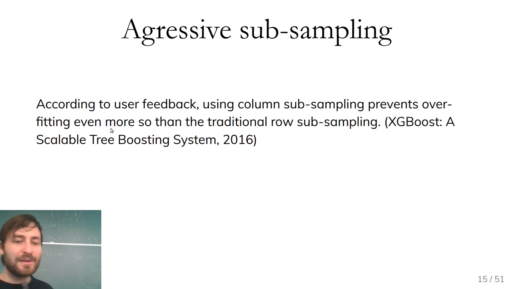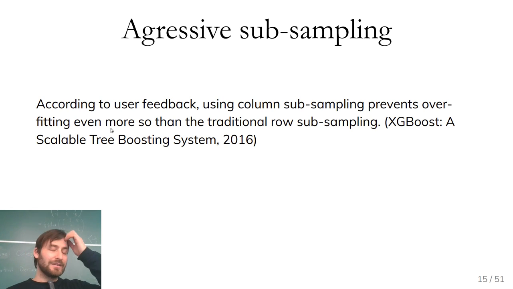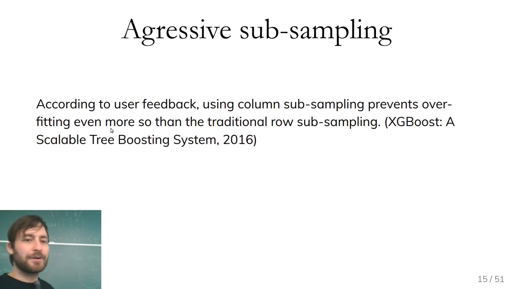Great. So another thing that they found in their practice doing gradient boosting is that aggressive subsampling can avoid overfitting. We already said that ensembles might be good if the models are uncorrelated, and they say this is even true for these gradient boosting models, which are sort of interdependent. Their paper says, according to user feedback, using column subsampling prevents overfitting even more so than traditional row subsampling. So rows are data points, columns are features.